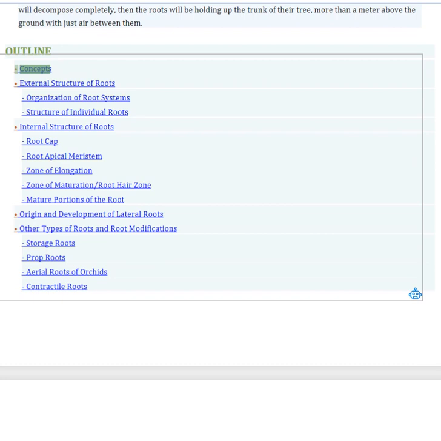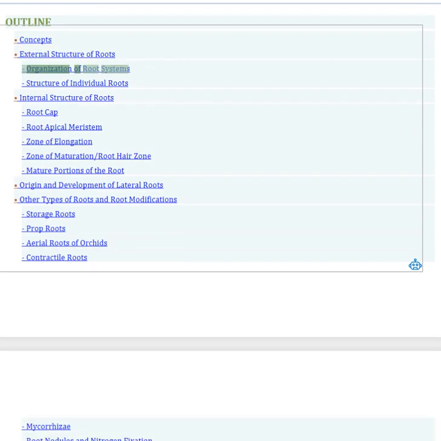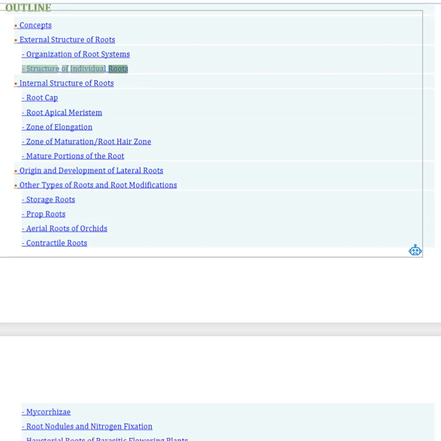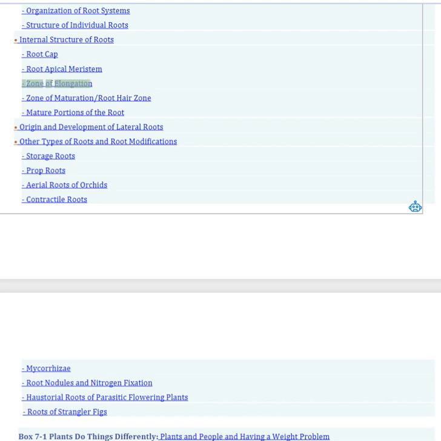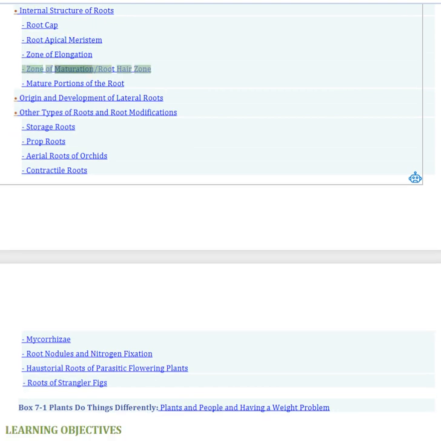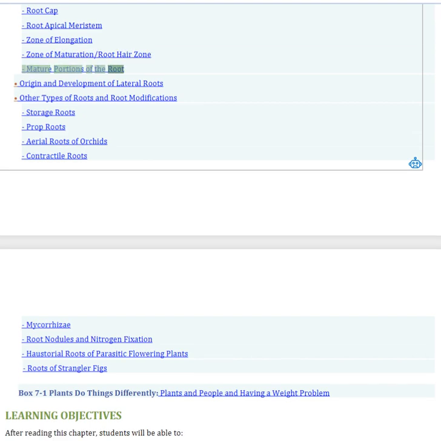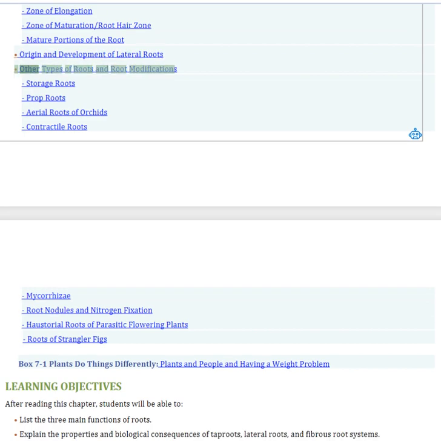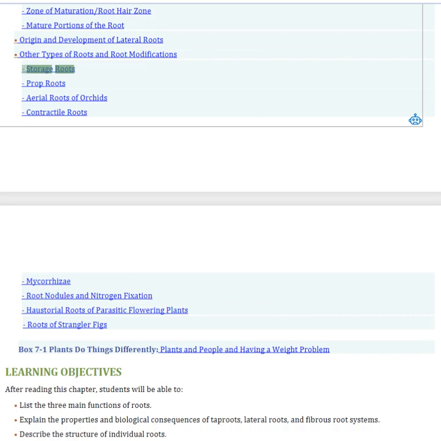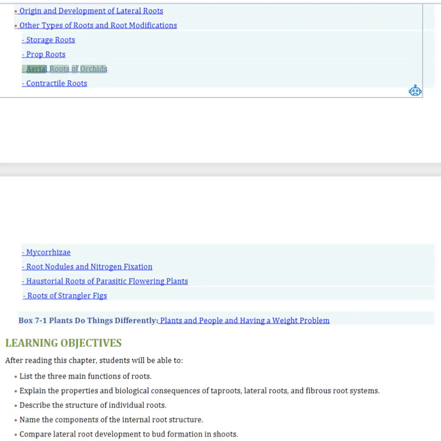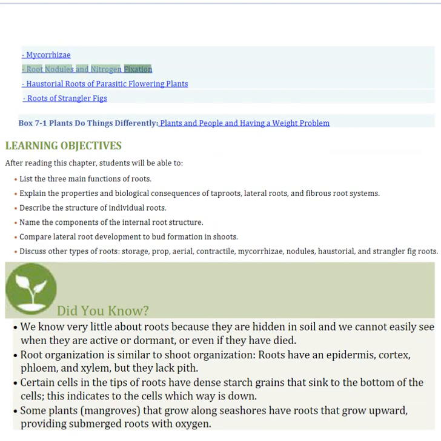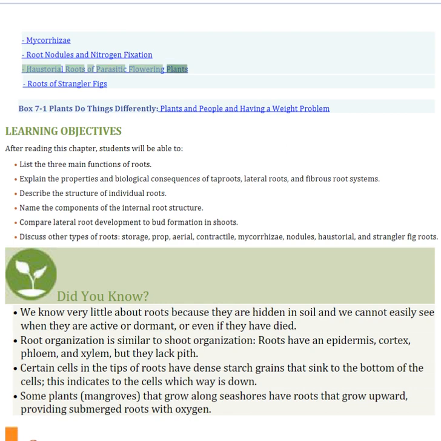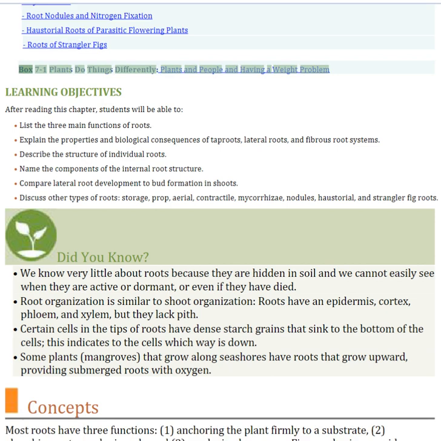Outline. Concepts. External structure of roots. Organization of root systems. Structure of individual roots. Internal structure of roots. Root cap. Root apical meristem. Zone of elongation. Zone of maturation, root hair zone. Mature portions of the root. Origin and development of lateral roots. Other types of roots and root modifications. Storage roots. Prop roots. Aerial roots of orchids. Contractile roots. Mycorrhizae. Root nodules and nitrogen fixation. Haustorial roots of parasitic flowering plants. Roots of strangler figs. Box 7-1 Plants do things differently: plants and people and having a weight problem.